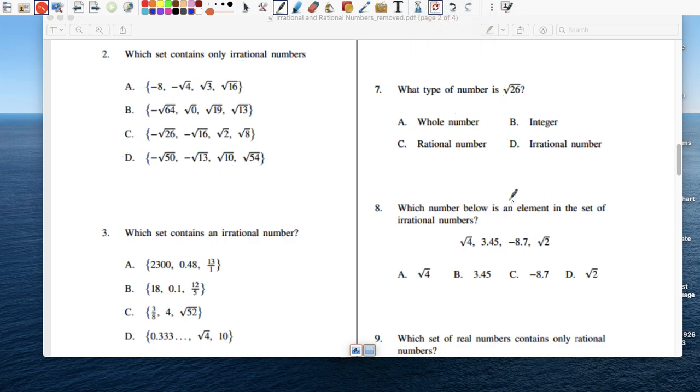Which number below is an element of the set of irrational numbers? Well, square root of 4 is just 2, right? 3.45 is just an old-fashioned decimal, a rational number, so this is rational. Negative 8.7, also a rational number. But square root of 2, right? So there's no two numbers, right? If this was the area of a square, can you think of two numbers that multiply to give you 2, those two numbers being exactly the same? No. What does that tell you? It tells you that's irrational, because if you actually were to calculate that, you would get a decimal that goes on forever and ever and does not repeat.